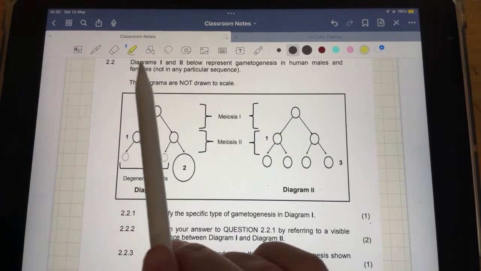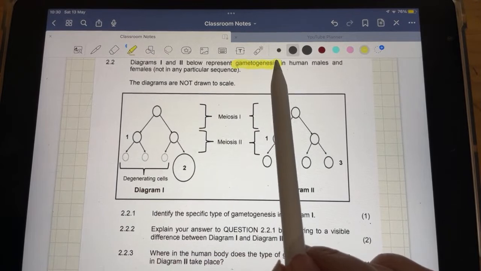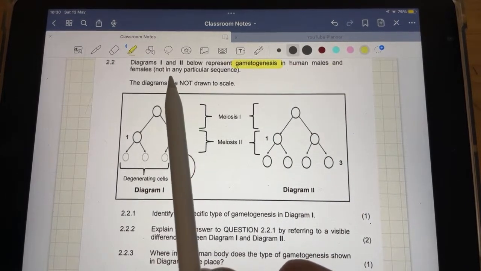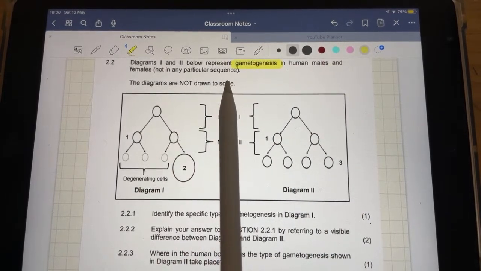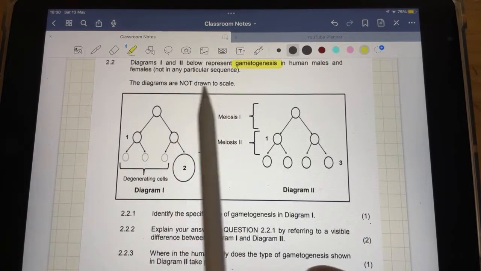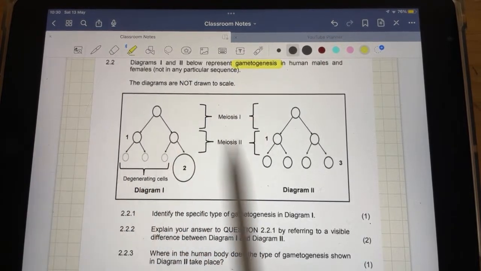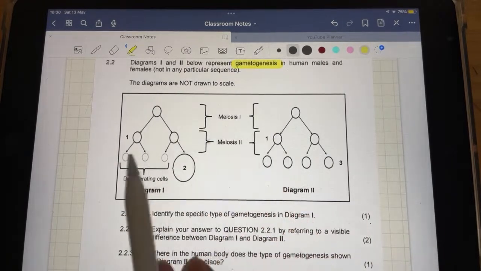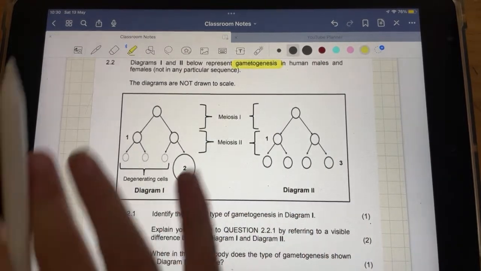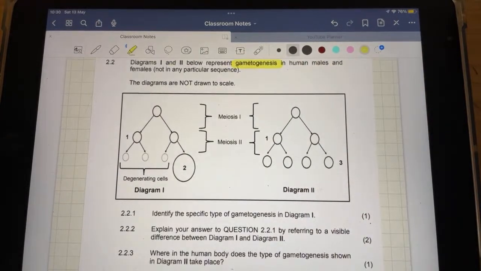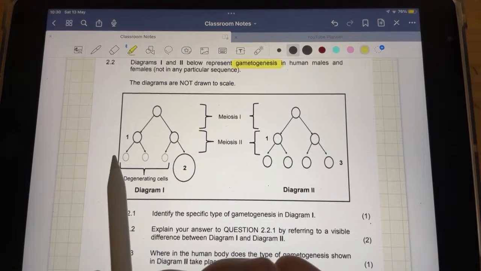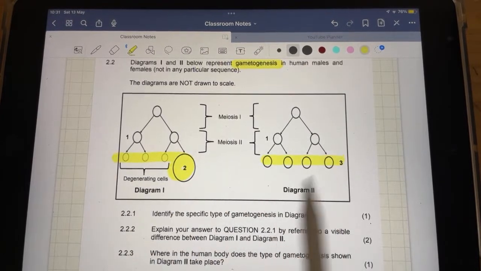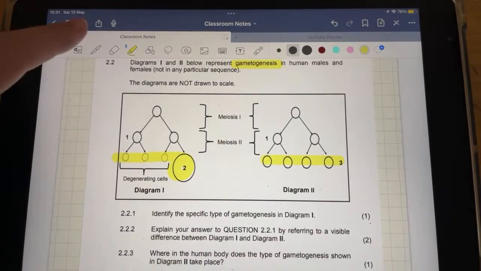It says diagrams 1 and 2 represent gametogenesis in a human male and a human female, not in any particular sequence. The diagrams are not drawn to scale. That's fine. It's basically breaking down what it looks like in these two individuals. Before I go any further, I can already see which one is male and which one is female, and I'm hoping that some of you can also see. But if you can't, let me tell you, the key is to look down here.